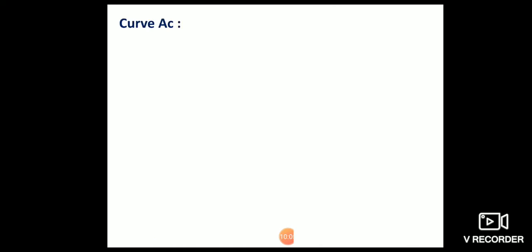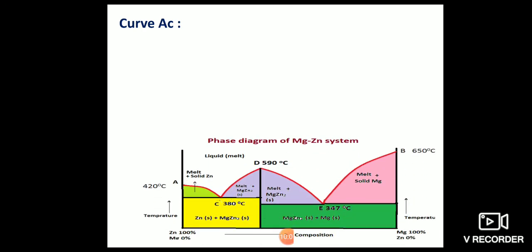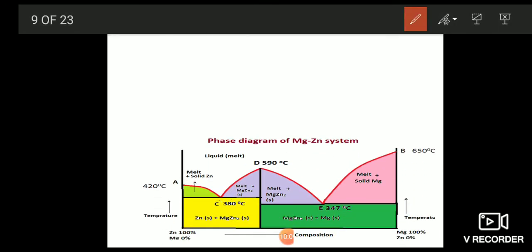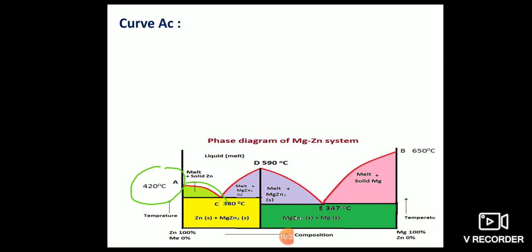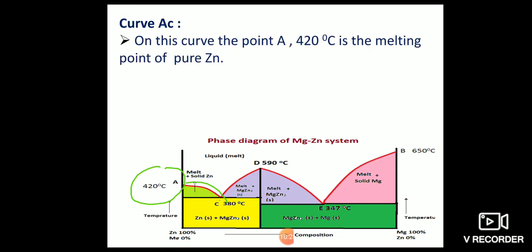Curve AC. Where is curve AC? Yes, in this figure we have curve AC here. This curve AC starts at a point A, 420 degrees Celsius, which is the melting point of pure zinc. Okay, that is the point we are writing.